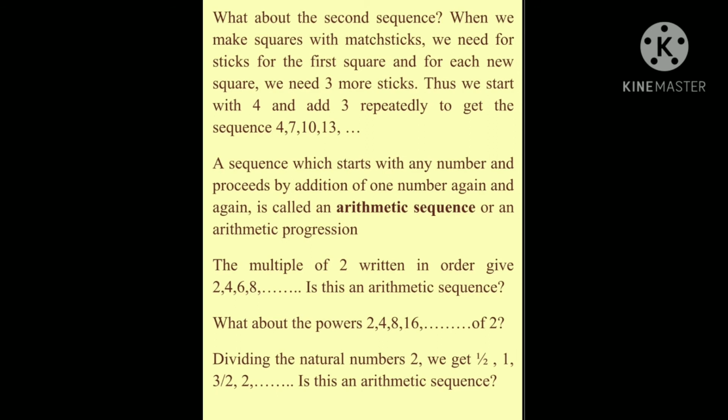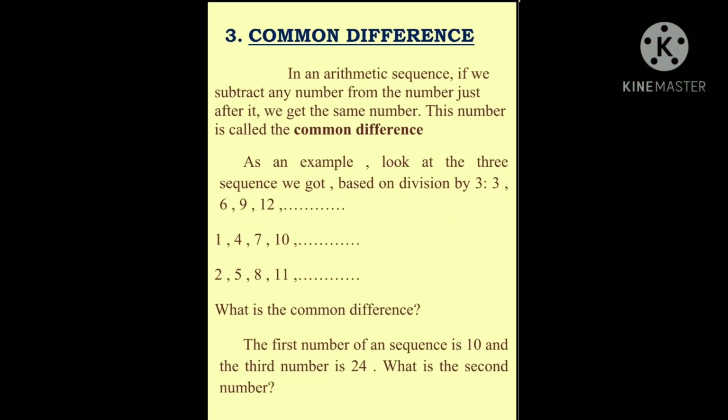Dividing the natural numbers by 2, we get 1/2, 1, 3/2, 2. Is this an arithmetic sequence? Yes, it is an arithmetic sequence. Now let us look at what the common difference is. In an arithmetic sequence, if we subtract any number from the number just after it, we get the same number. This number is called the common difference.